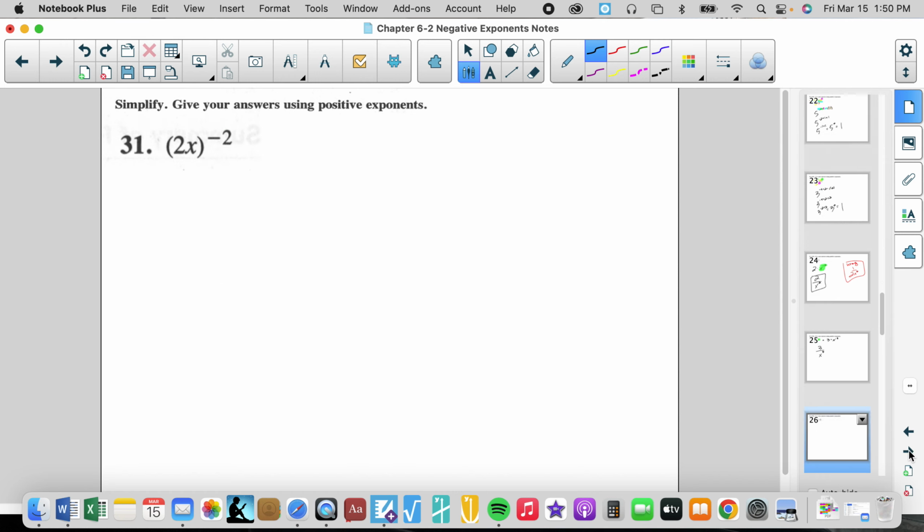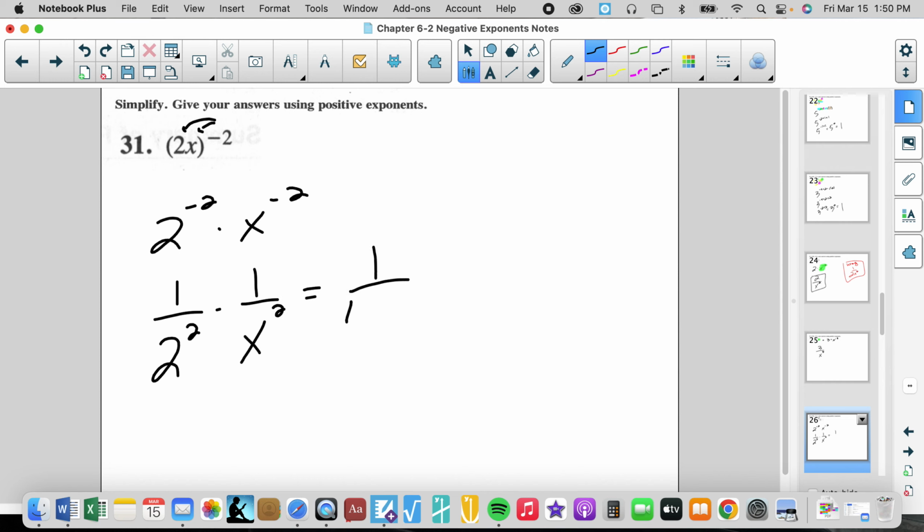This is the quantity. So if we're going to change, there's two ways we can do this. We can distribute it out to both. So you get 2 to the negative 2 and x to the negative 2, which would equal 1 over 2 to the second times 1 over x to the second, which would equal 1 over 4x squared.